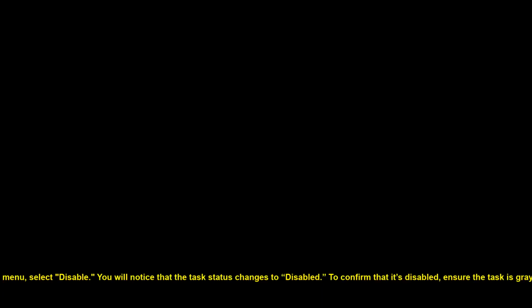Scroll through the list to find the startup script you wish to disable. Once located, right-click on the task name. From the context menu, select Disable. You will notice that the task status changes to Disabled.